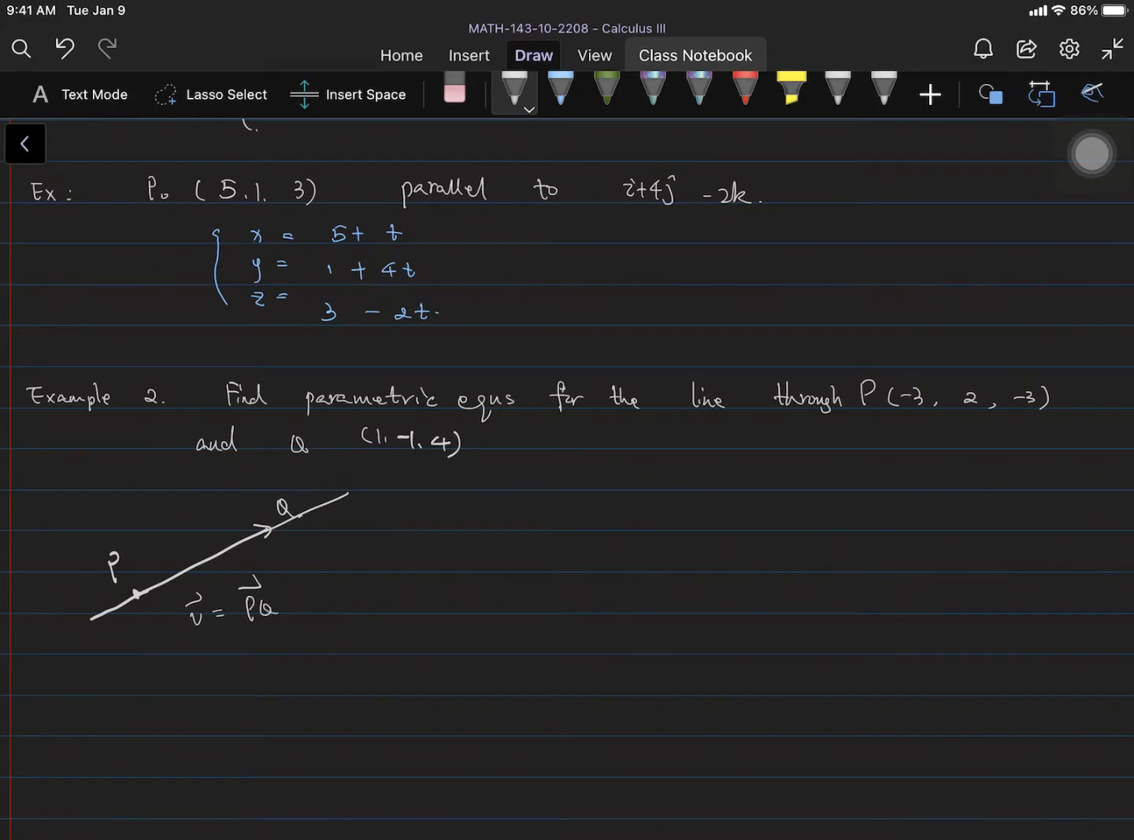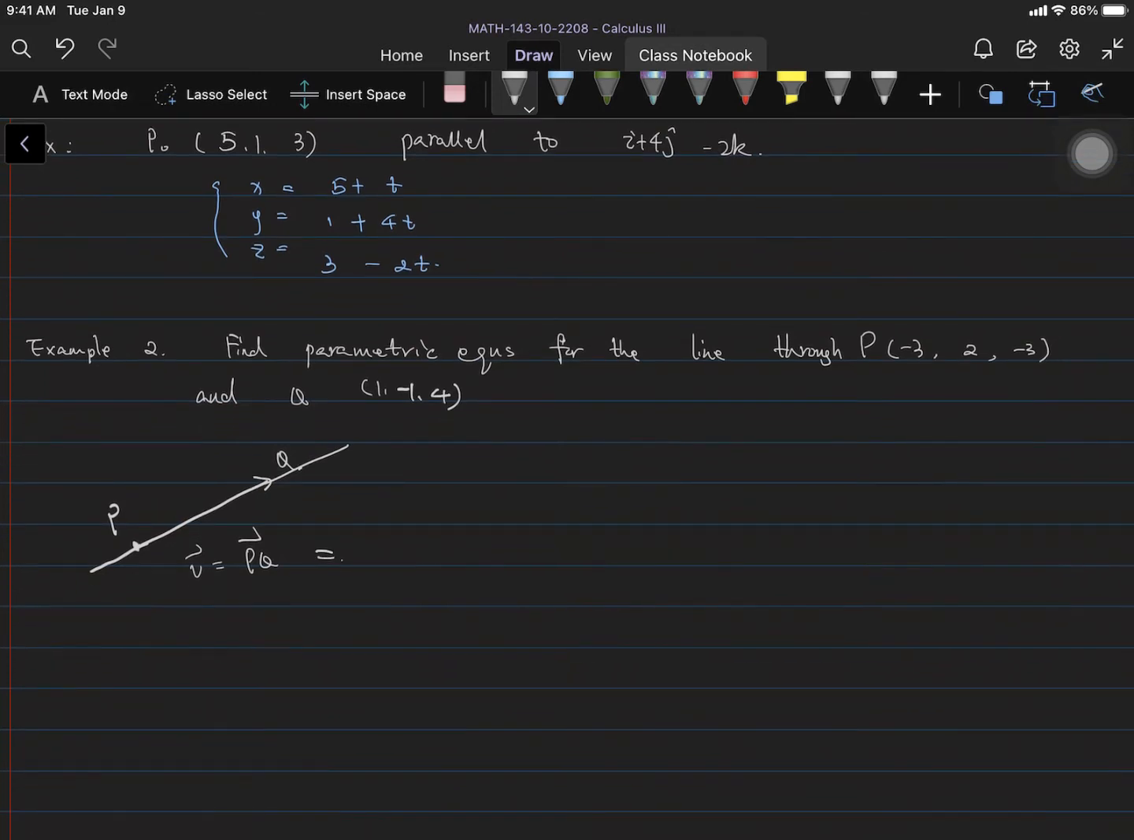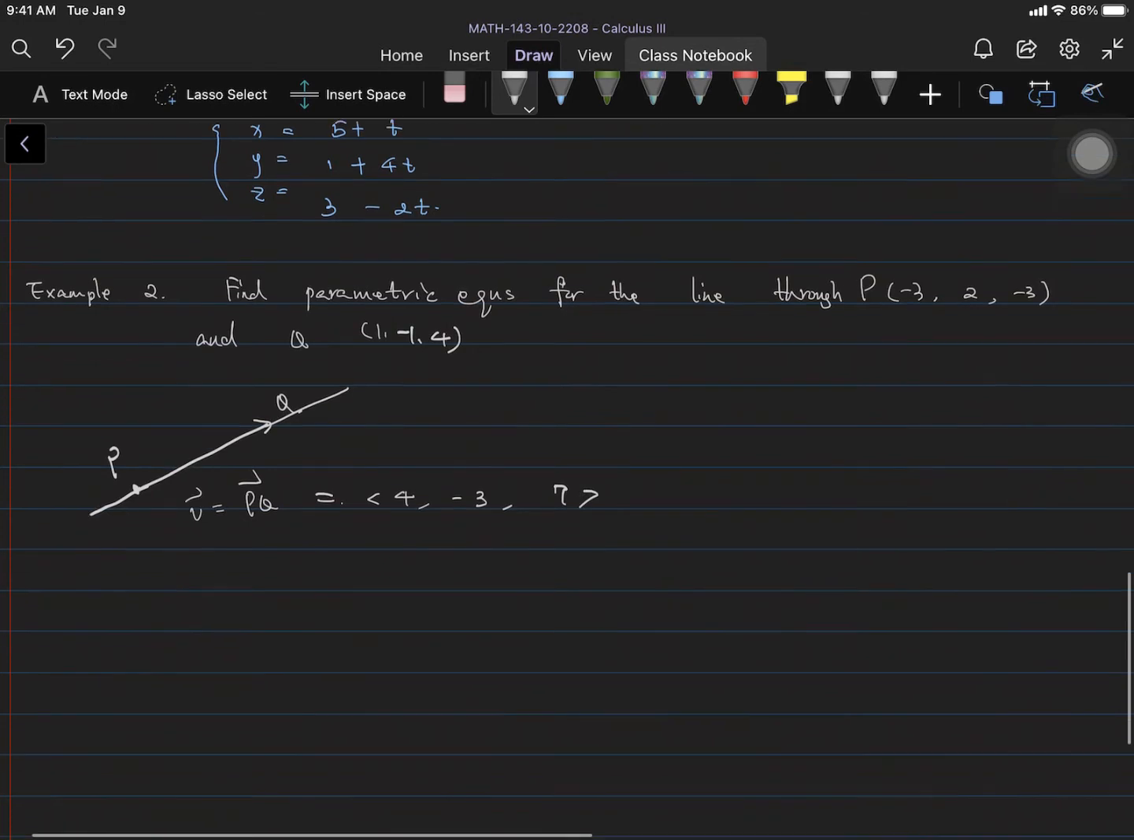Is that correct? So we can just use this way to find our direction vector. PQ vector equals Q point minus P point, terminal minus initial point, which is 1 minus negative 3, 4; negative 1 minus 2, negative 3; 4 minus negative 3, 7. So this is our direction.